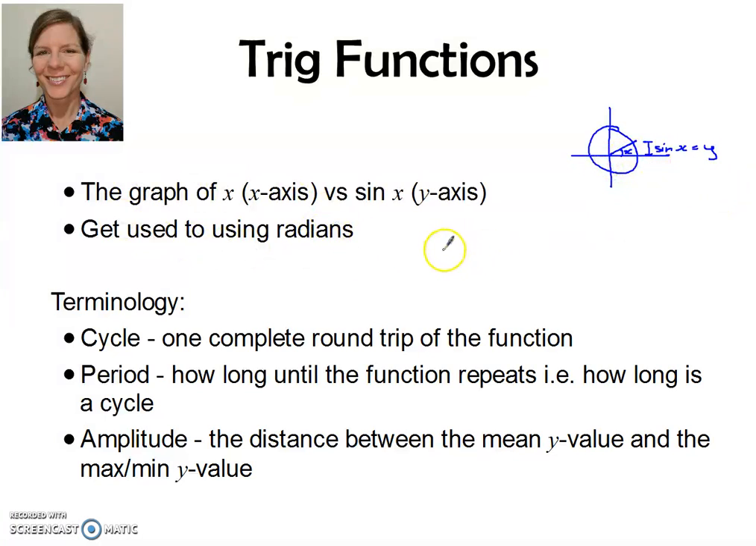Just a tip, do get used to using radians, okay? As we get into more advanced trigonometry, we tend to use radians more than degrees. You need to be able to switch between both, but you definitely need to be getting comfortable with radians.